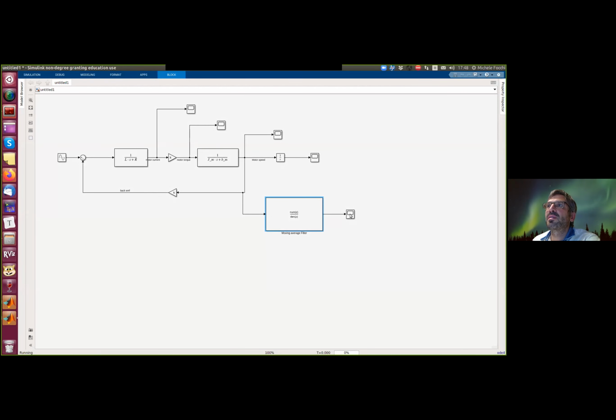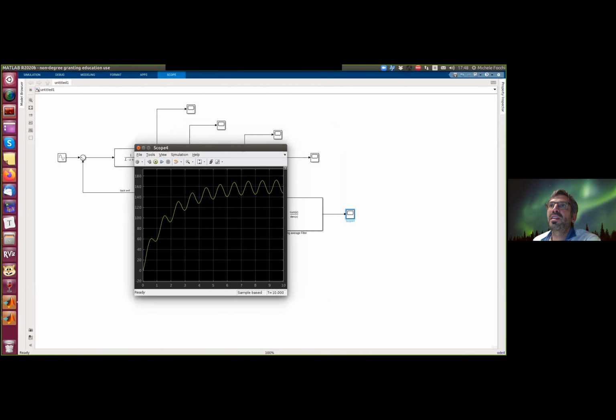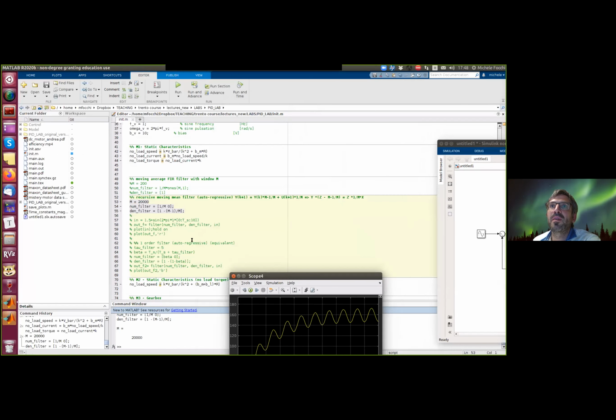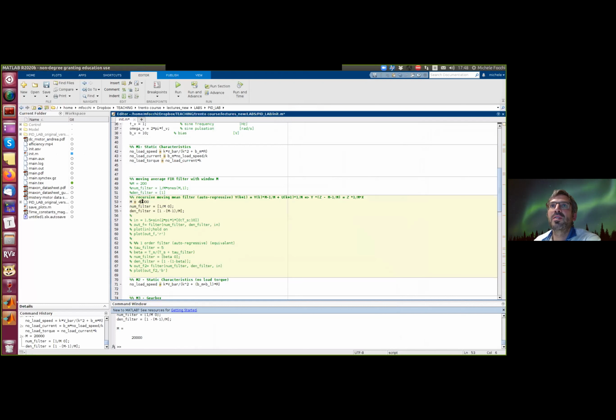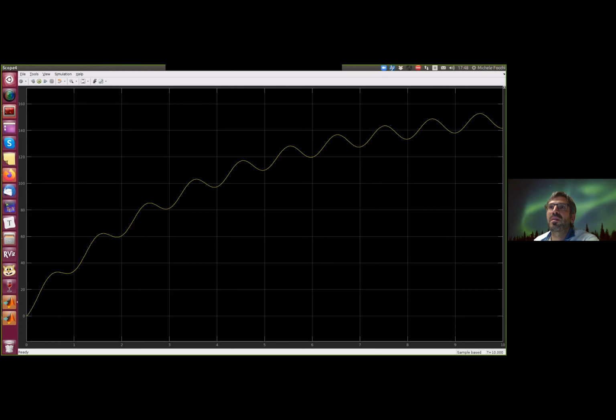We simulate, and we get something like this. It's still oscillating, but it gives us the trend. So if I want to filter even more, I need to increase the moving average window size. I evaluate again with F9. I change again. And I see this even smoother. So the average speed is going around under 40 rad per second.